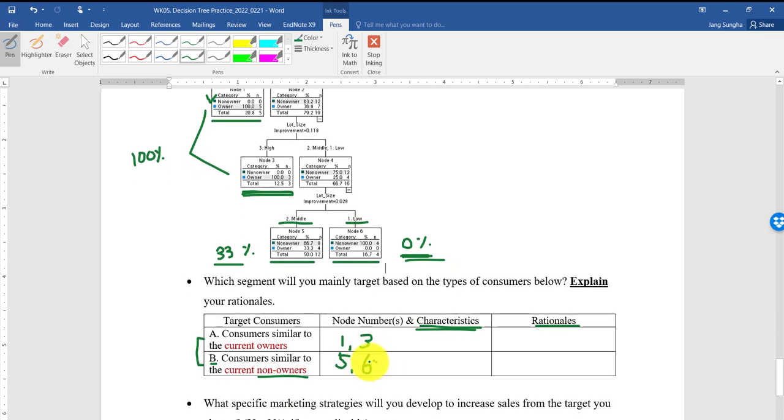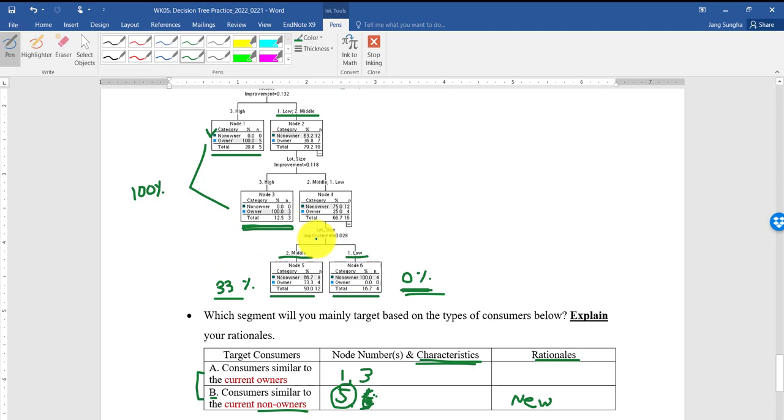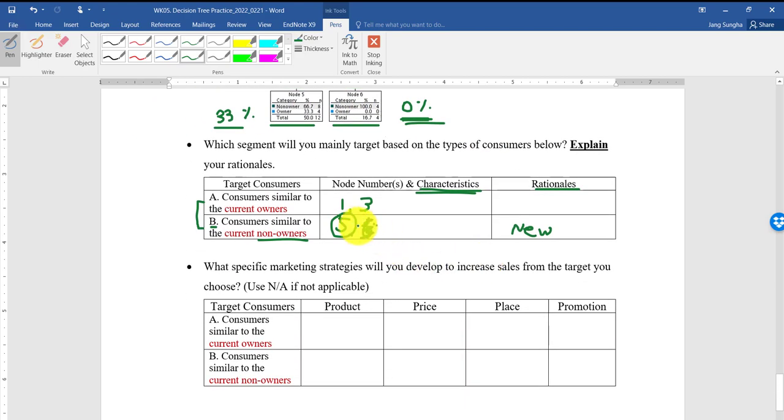So in this case, I will remove node 6, and I will mainly target 5. The rationale is that maybe I can develop a new market. There is a kind of potential, because their lot size is not small. There is a kind of need. Then, for marketing strategies, it totally depends on you, and I'm going to show you some examples only.